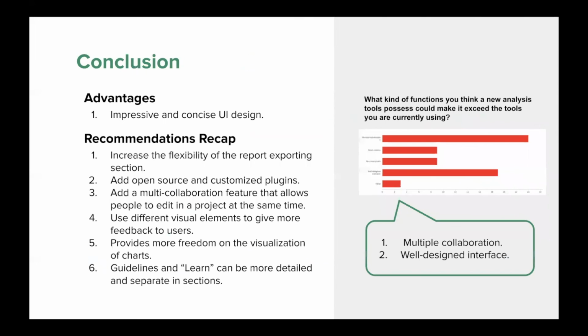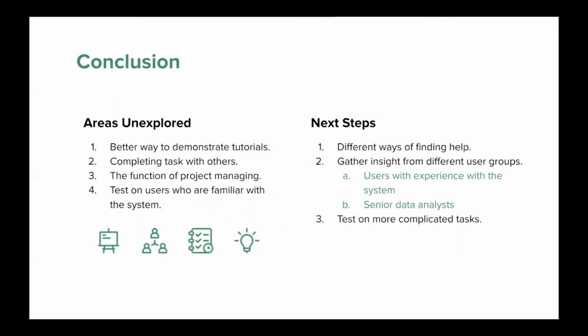To conclude, Machina is superior to its competitors in its concise and well-designed interfaces. This is one of the most important features that the users think they want to see in analysis tools. If future research can dive deeper into what we haven't been able to study, it will yield more helpful results for improving this system. For example, test on users who are familiar with the system and use a more complicated task in the usability test.